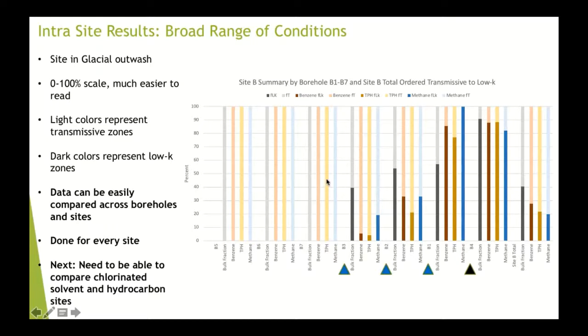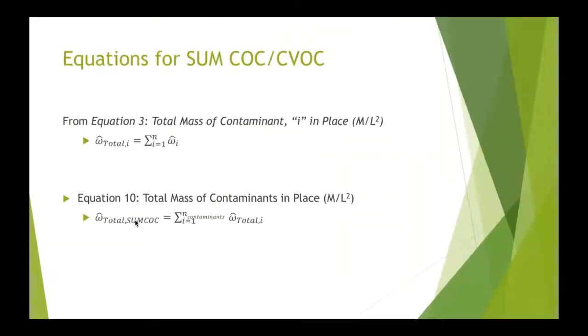To help explain what is being said in this graph, I will look at the data for borehole B3. This states that 40% of the borehole is low-K, 5% of the total mass of benzene is in low-K zones, 4% of the total mass of TPH is in low-K zones, and 19% of the total mass of methane is in low-K zones. B3 has contaminant preference for transmissive zones, where if we look at B1 over here, it shows contaminant preference for low-K zones. Data is importantly now on a y-axis scale that allows a wide range of contaminant mass to be compared across sites and boreholes. Next, we need to be able to compare hydrocarbon and chlorinated solvent sites.